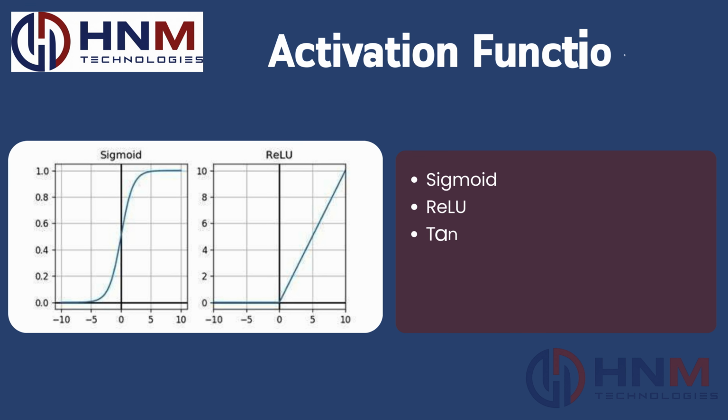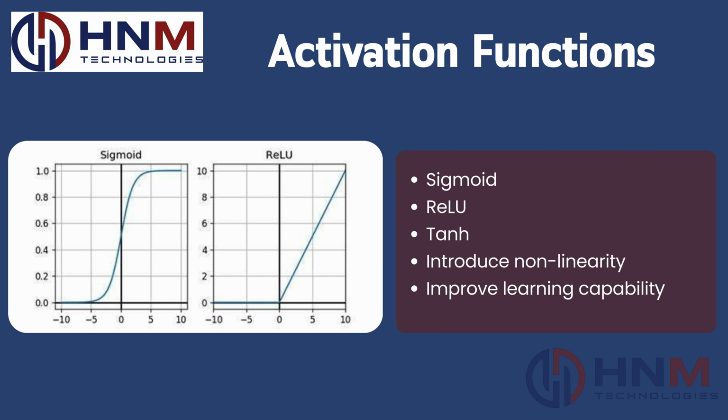Activation functions are mathematical functions used inside neural networks. They introduce nonlinearity into the model. Without activation functions, neural networks would behave like simple linear models. Sigmoid outputs values between 0 and 1. ReLU, or rectified linear unit, outputs 0 for negative values and linear output for positive values. ReLU is widely used because it improves training speed. TANH outputs values between -1 and 1. Choosing the right activation function affects performance and convergence speed.